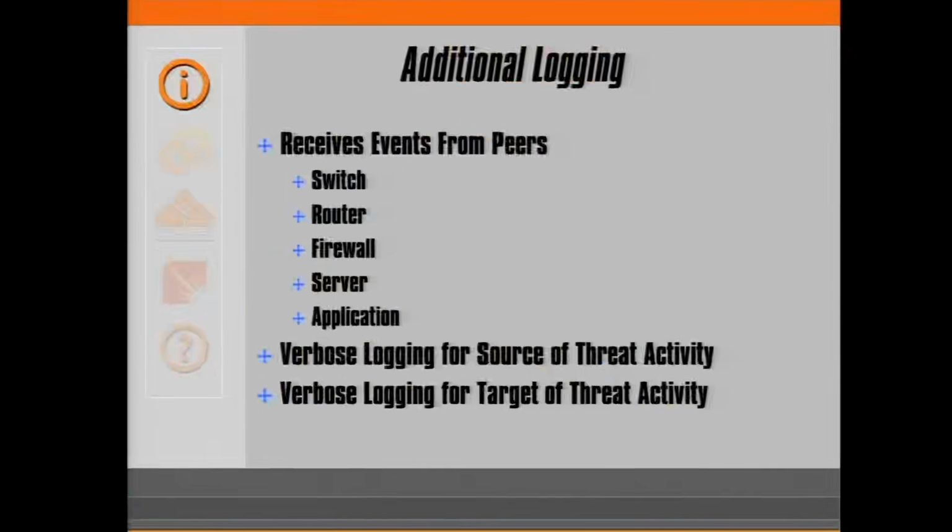Additional logging. Switch, router, firewall, server, maybe an application, can receive events from peers and turn on verbose logging for the source of the threat activity, or alternately, or together, verbose logging for the target of threat activity to get a closer look at what actually happened after the threat activity occurred.